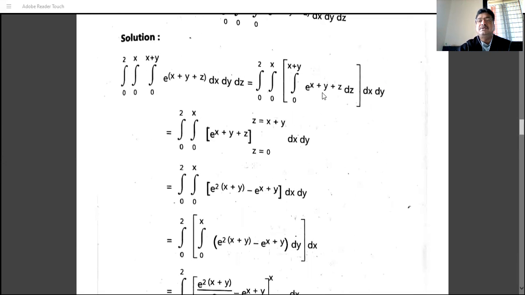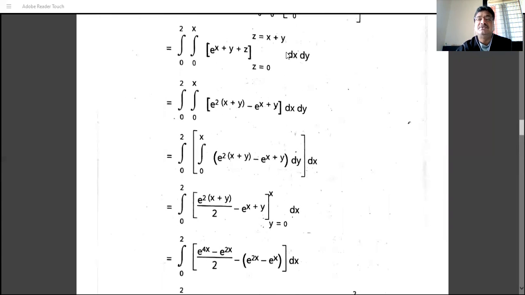So the integration of this: e raised to x plus y plus z. Here x plus y is constant, so it is e raised to ax plus b. By that rule, the integration is divided by a, the coefficient of z. The coefficient of z is 1, so no need to divide by 1. So e raised to x plus y plus z is its integration, where z runs from 0 to x plus y. Substitute z as x plus y at the upper limit; we have 2 in bracket x plus y, or 2x plus 2y, minus substituting z as 0. We have this.